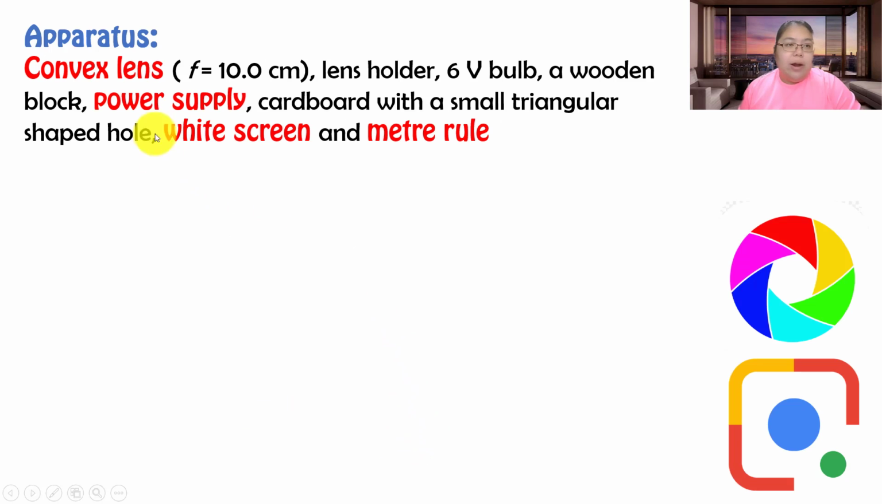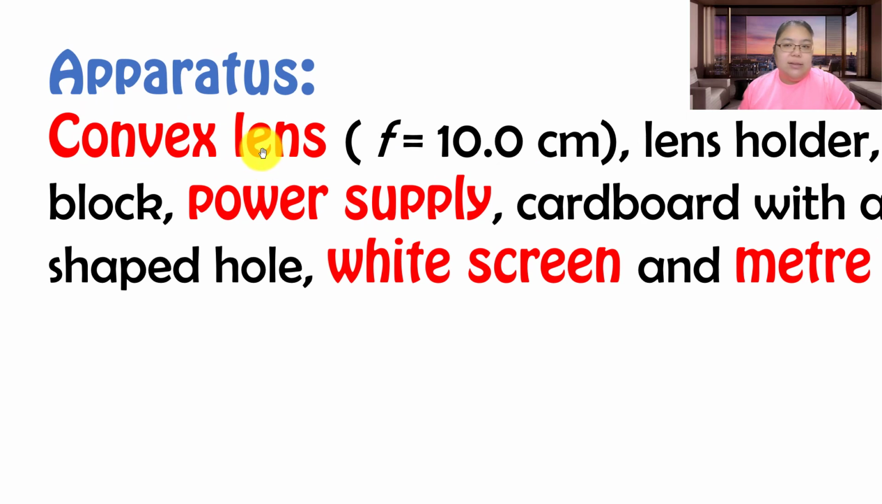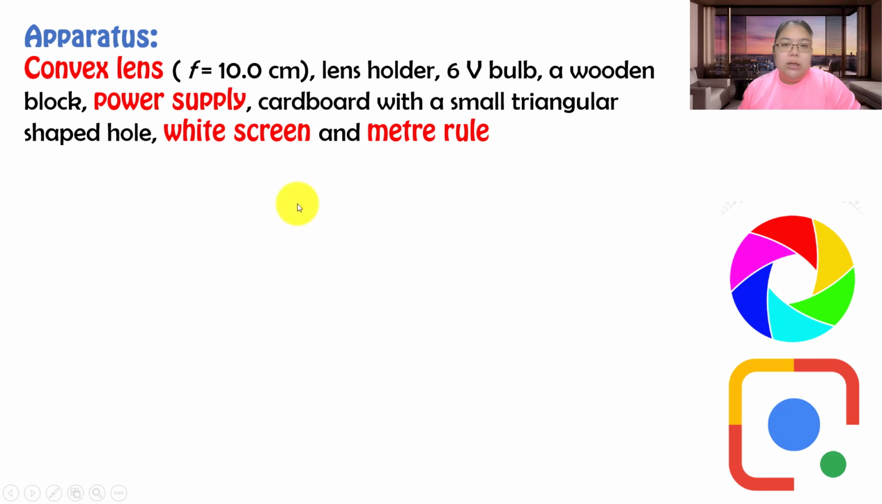Okay, now we see the apparatus. What is important is the apparatus for the things you want to measure, the MV and RV. You must have the convex lens. This one should be the important one. The second one, the lens holder. If you don't have a lens holder, it's okay. Then you use the bulb.